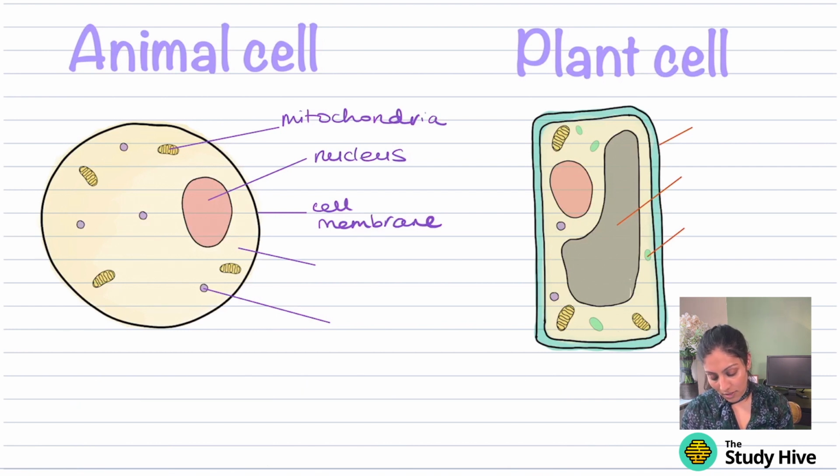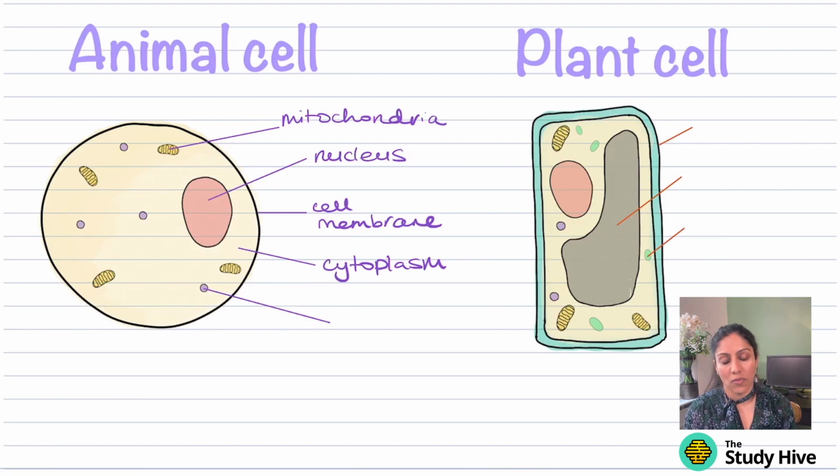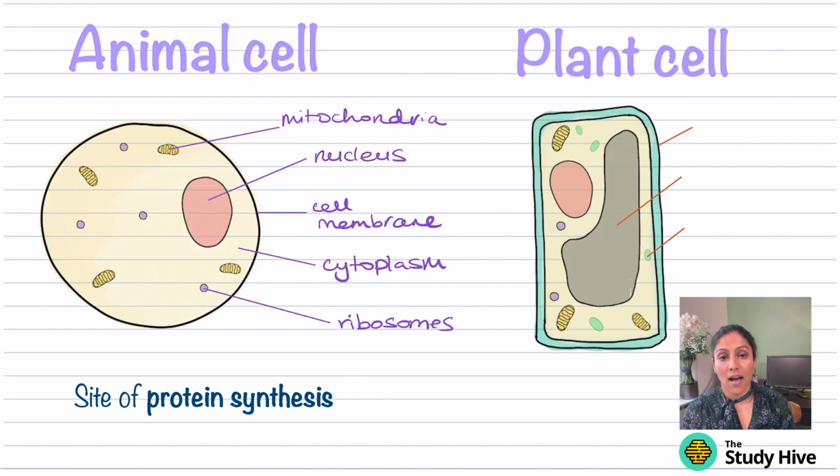The next thing you can see, the yellow substance in the cell, that is your cytoplasm, and that's really where all chemical reactions happen within the cell. And then finally, if you look just at this little purple dot that I've drawn for you, that's your ribosomes. And your ribosomes is where proteins are made. So a really fancy way of saying that is it's the site of protein synthesis. The word synthesis means to make.